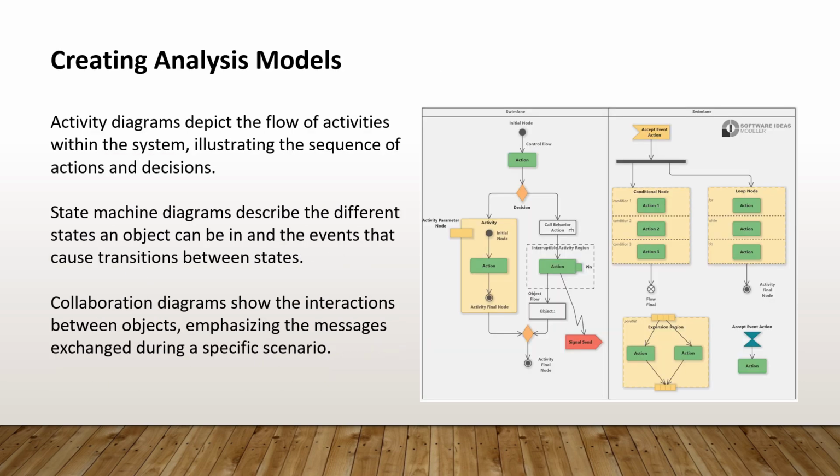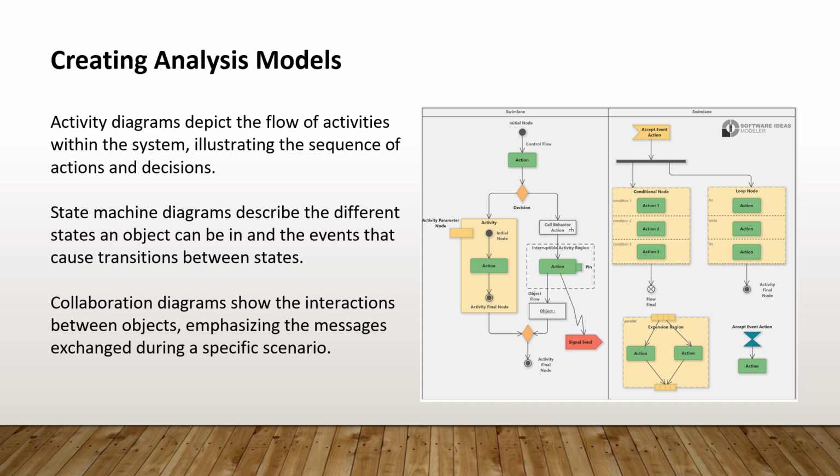Creating analysis models. Here is an example of creating analysis models. Activity diagrams depict the flow of activities within the system, illustrating the sequence of actions and decisions. State machine diagrams describe the different states an object can be in and the events that cause transitions between states. Collaboration diagrams show the interaction between objects and the messages sent during a specific scenario.